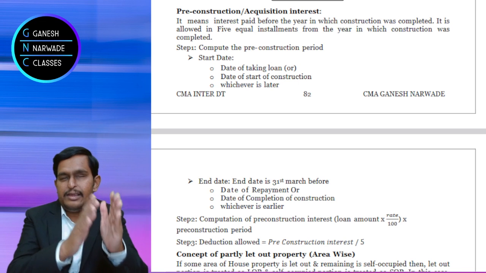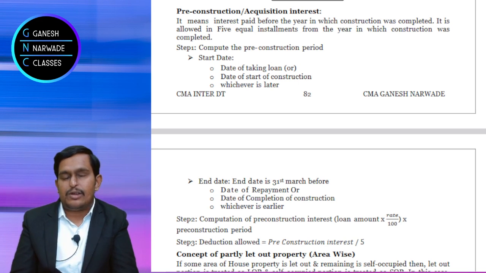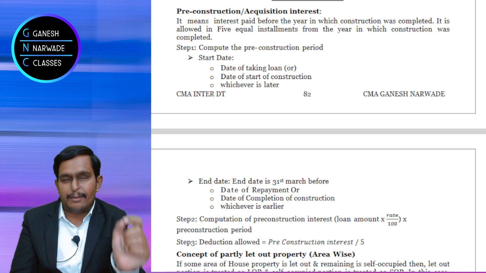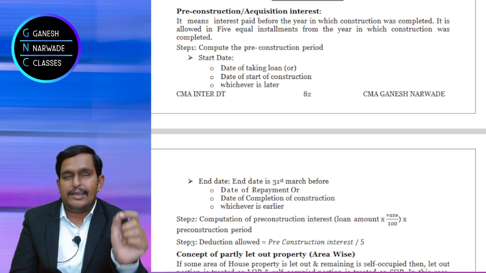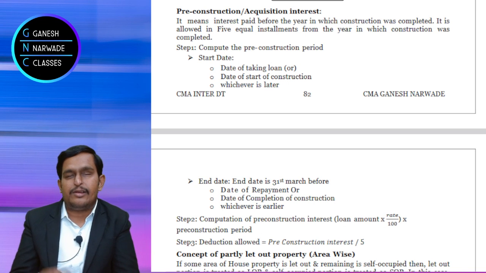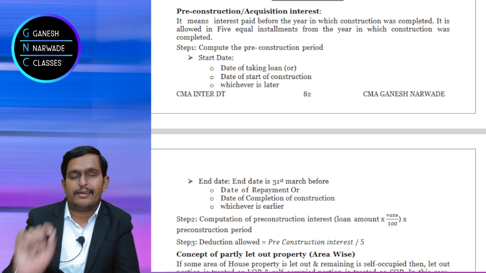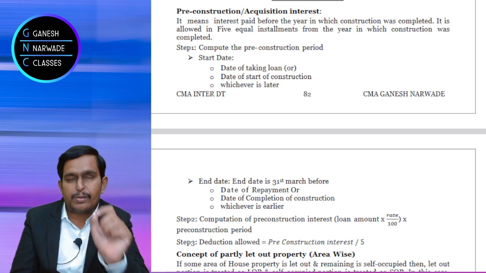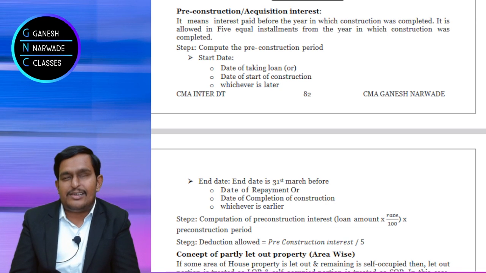Once you decide the pre-construction period, step 2 is deciding the pre-construction interest: loan amount into interest rate into pre-construction period. Once you get the pre-construction interest, in step 3, what will we do?